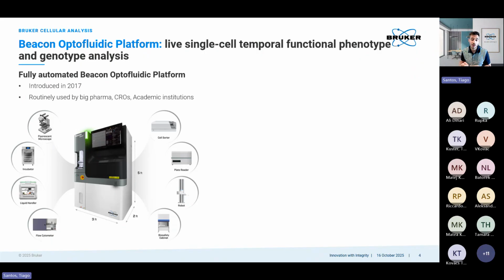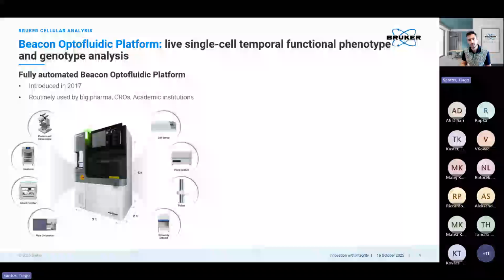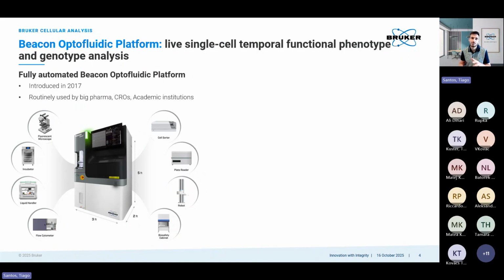So the Beacon was actually launched back in 2017. And since then, it is routinely used by the top 15 pharma and CROs, especially in antibody discovery and cell line development. And more recently, we see more and more academic institutions actually using Beacon for other types of projects in cancer immunotherapy, infectious diseases, and autoimmune, because of this level of functional assays that we have at a single cell level.